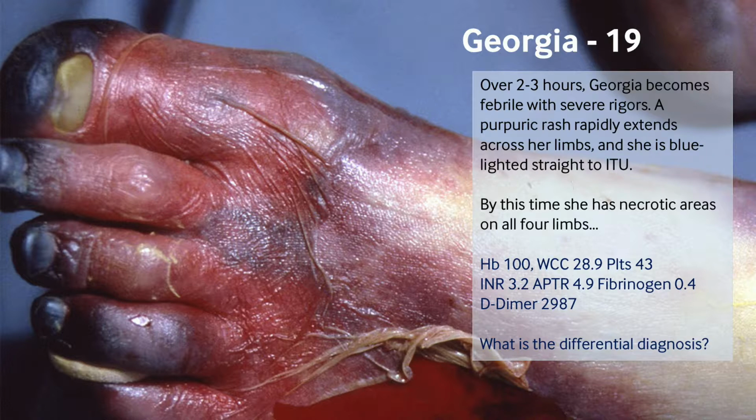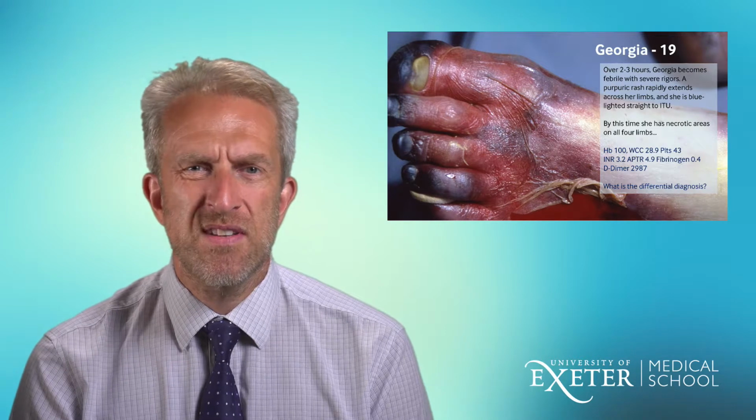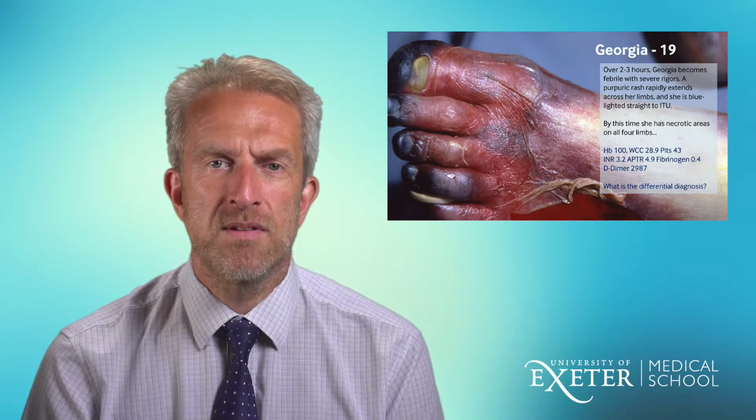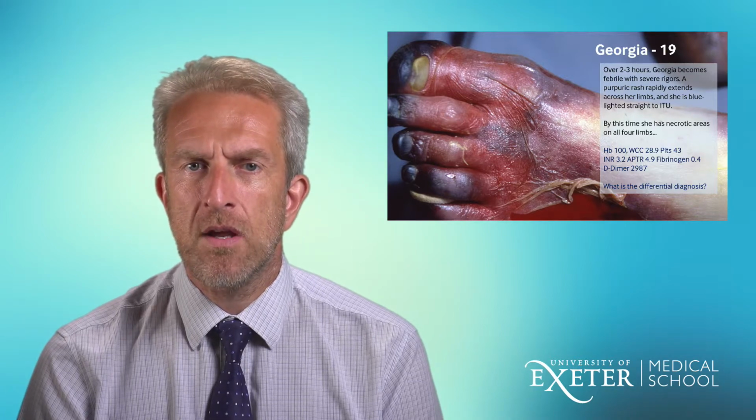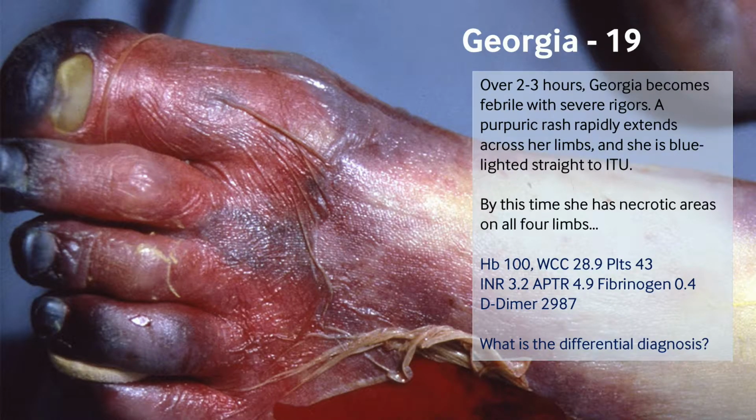She got home, and very quickly after getting home, she noticed a purpuric rash starting to appear on her limbs. She started to feel so unwell that she just rang an ambulance, quite rightly, and came into hospital. I'd seen her a couple of days down the line, but by the time she arrived in hospital, necrotic areas were starting to appear on all 4 limbs.